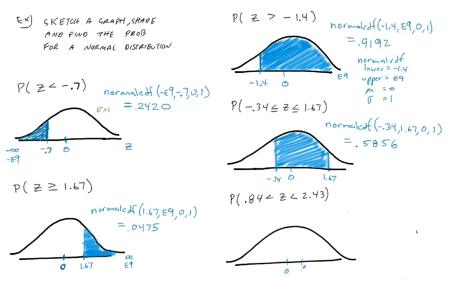Okay, and now between these two values, there's 0.84, and then here's 2.43. Both of them positive, so off to the right somewhere. So this is a normal CDF, our low being 0.84, our high being 2.43, and then 0 and 1 for our mean and standard deviation there. And from our calculators, we're going to go ahead and get this value of 0.1929.